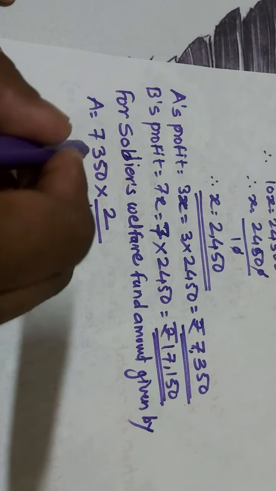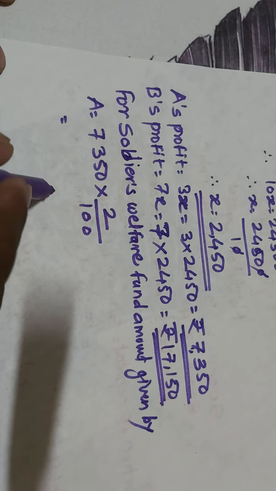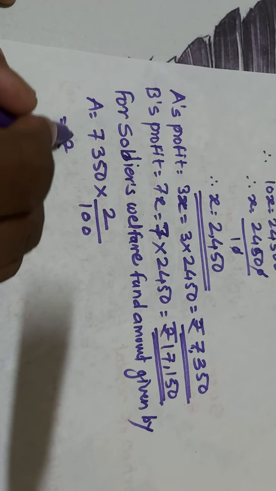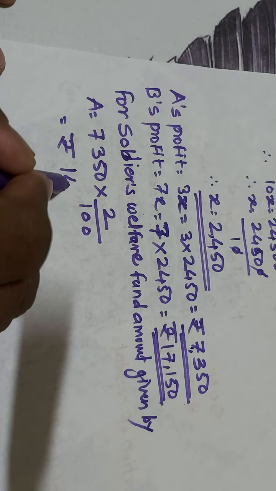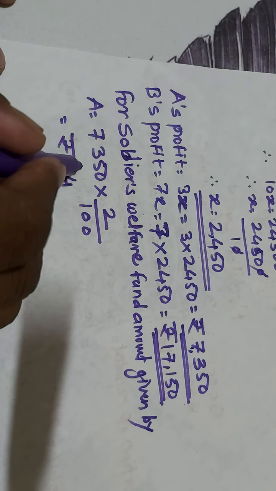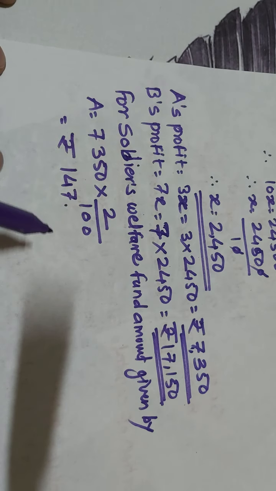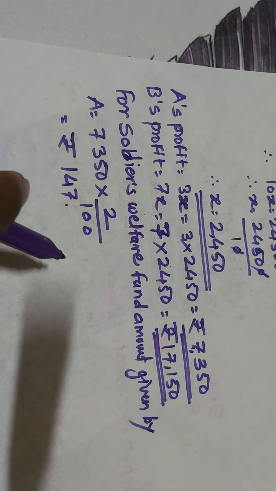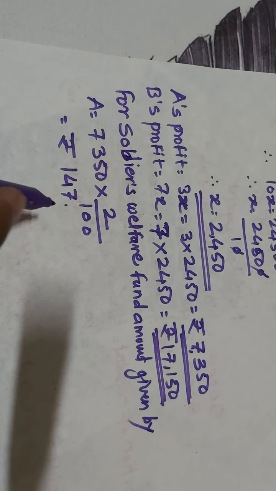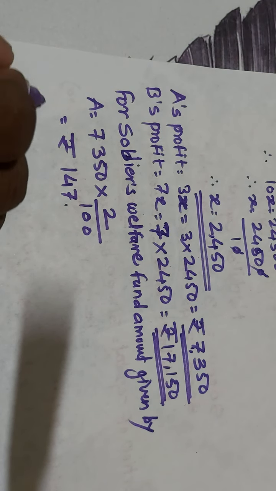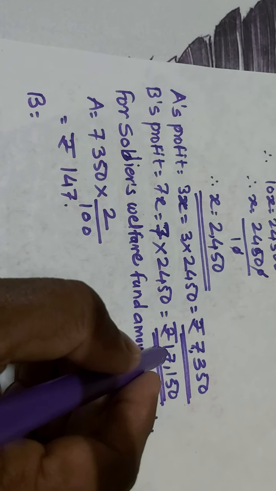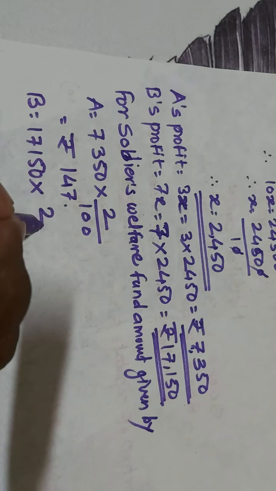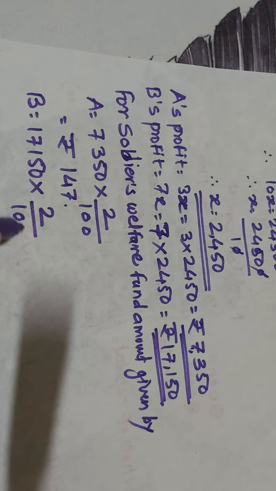Now if we do the calculation here, then you will get rupees 147. And then what about that second, B? B's profit amount is 17,150 into the same 2 by 100.